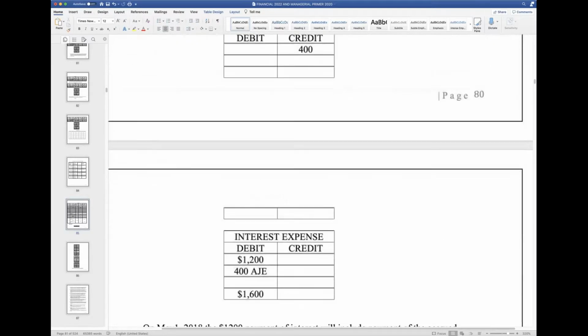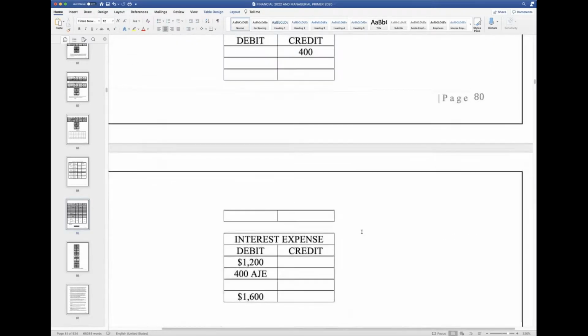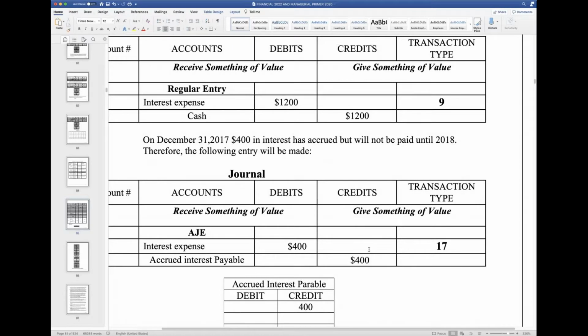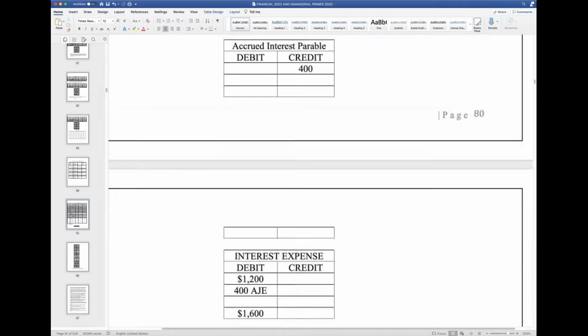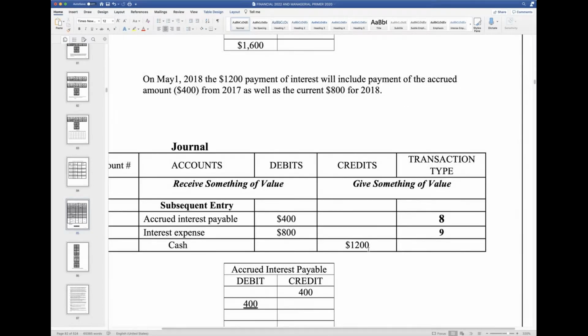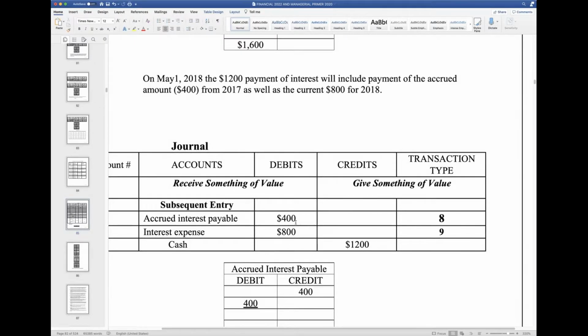Then when we make that payment again for $1,200, the accrued interest from the prior year, we debit that account now, so we pay it. The interest expense in this year is $800, so the total cash that we have to pay is $1,200, but $400 of this related to the prior year. So we're paying after the fact, after we made an adjusting entry.